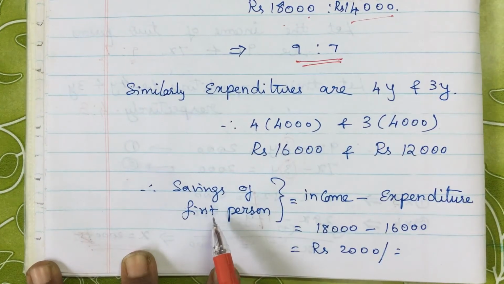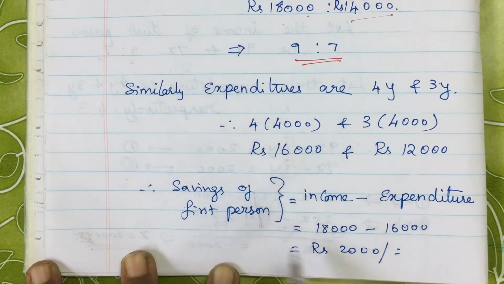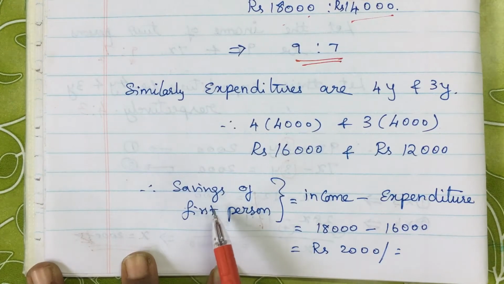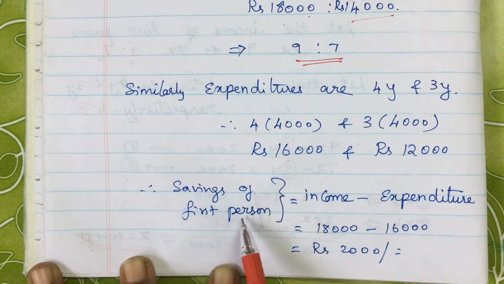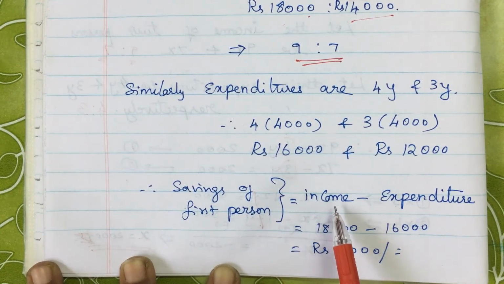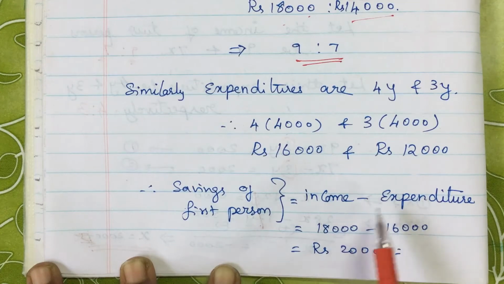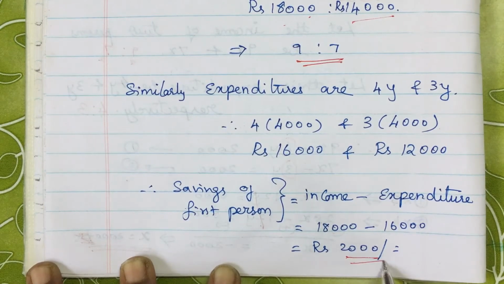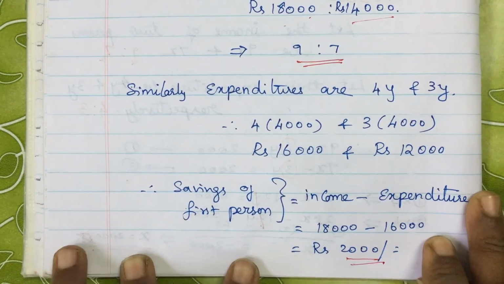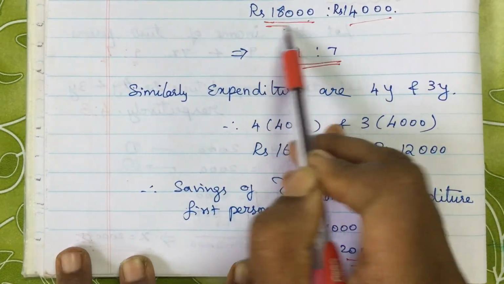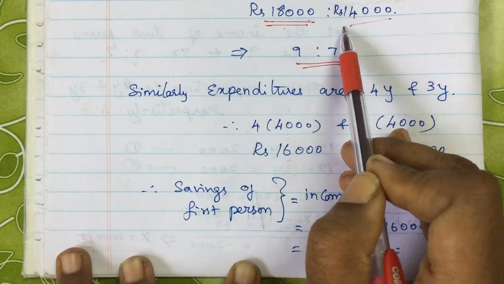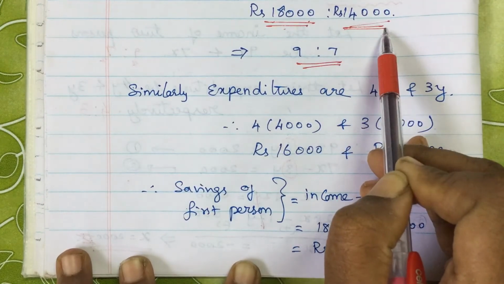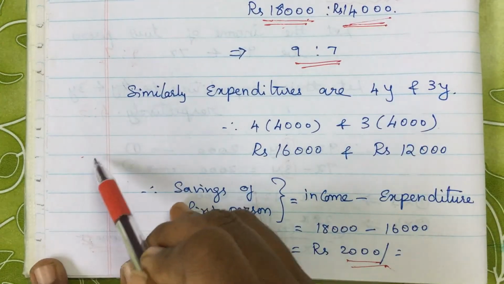All these are verification parts. How can you verify? With the help of the savings. Savings of the first person and second person are both going to be 2000. So if you multiply the income and expenditure of the particular person, you should get 2000. So I am getting the value of 2000 here. So finally, what is the income here? Income is rupees 18,000 for the first person and rupees 14,000 for the second person. That you have to write as answers.